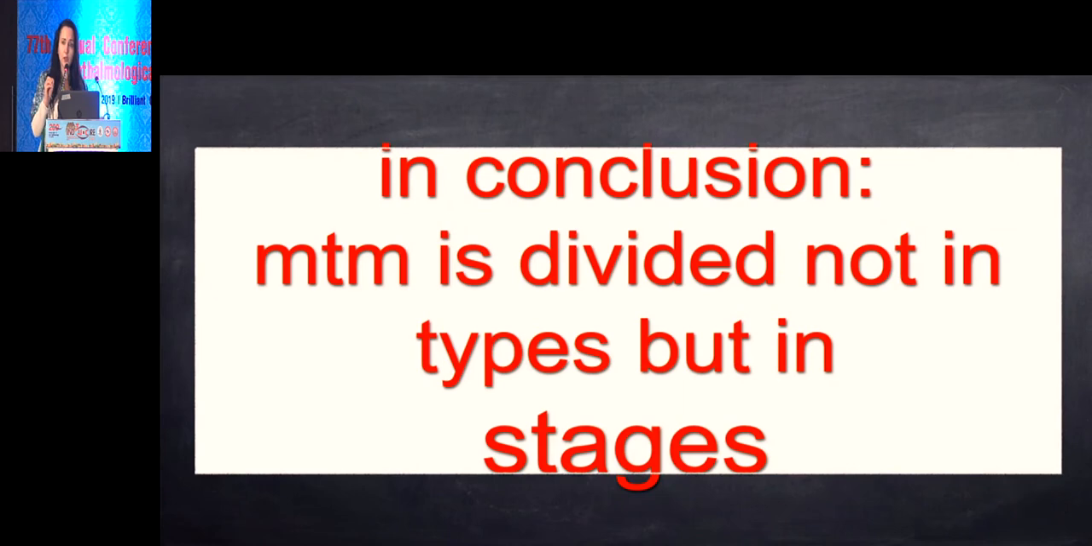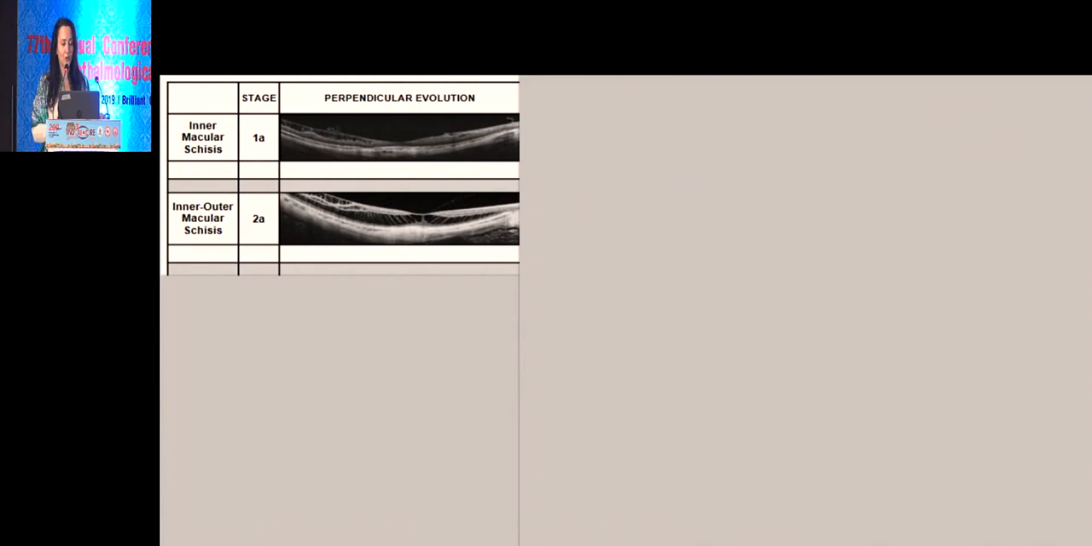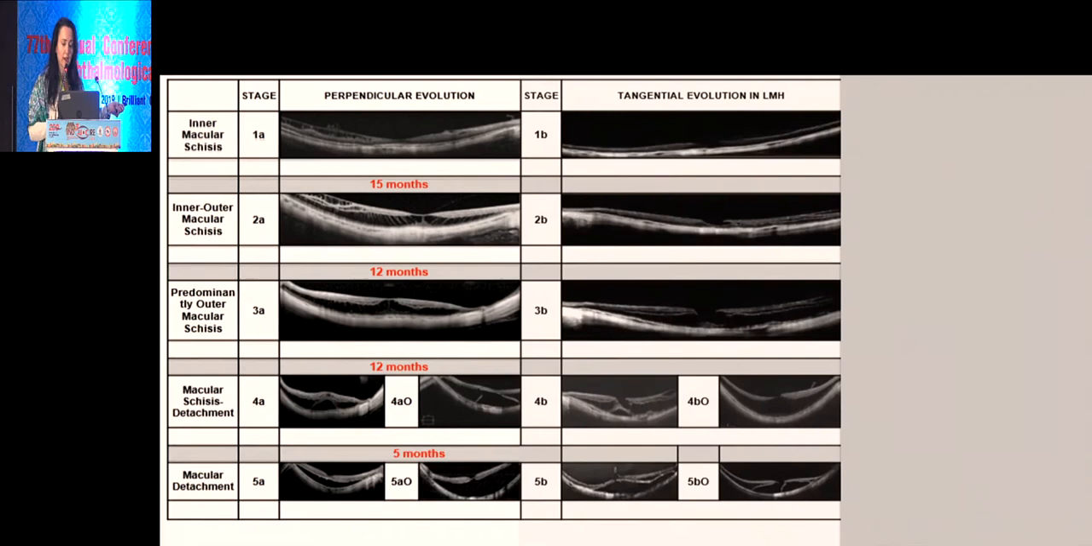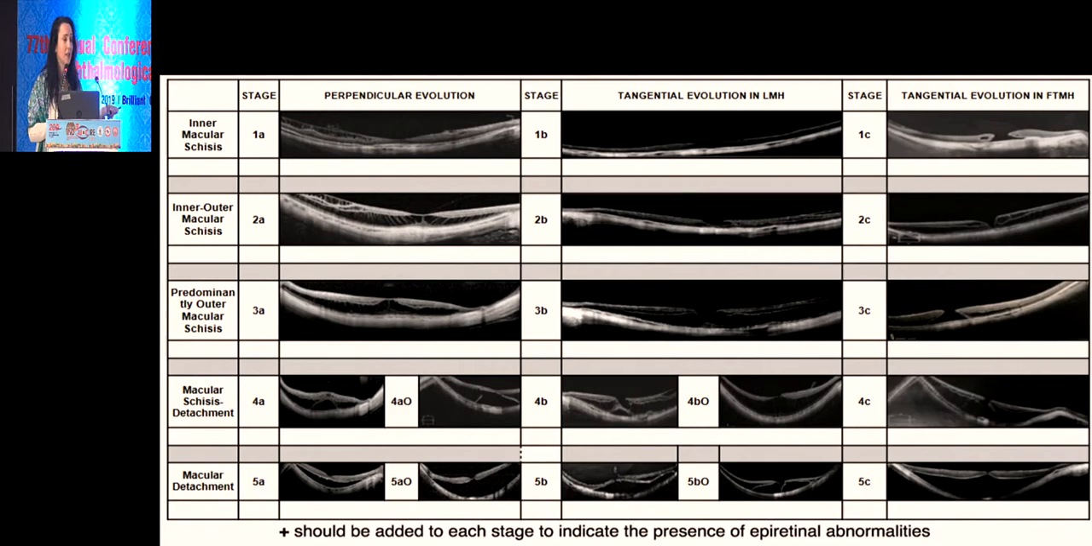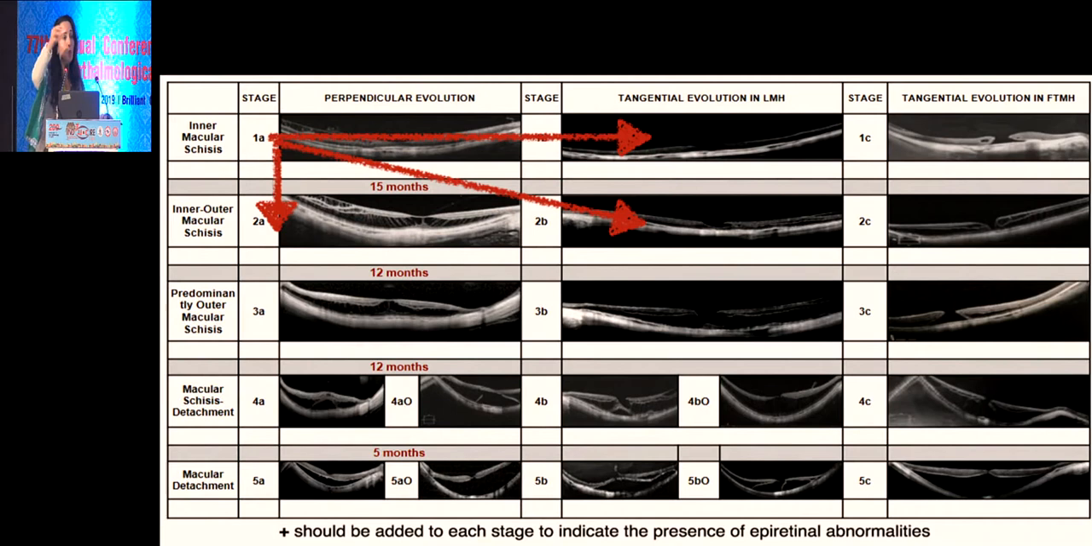So in conclusion, I think that MTM is divided not in types but in stages. I present to you what I would like to call the MTM Italian Staging system, or MIS, because it's very easy to remember. So you have inner schizis, inner outer schizis, schizis detachment, and detachment. All of them with the normal fovea, or with the lamellar macular hole, or with the full thickness macular hole. So this could be one table that summarizes all the types. Each of them can develop to the right, to the bottom, or down right, and not the opposite. So from one stage, you know to which stage your patient could go.